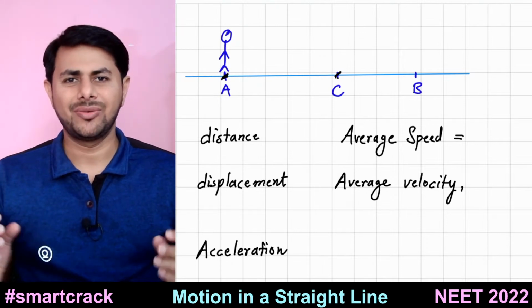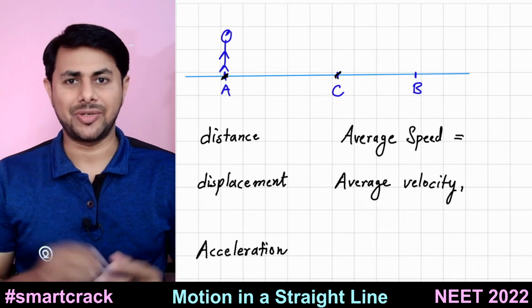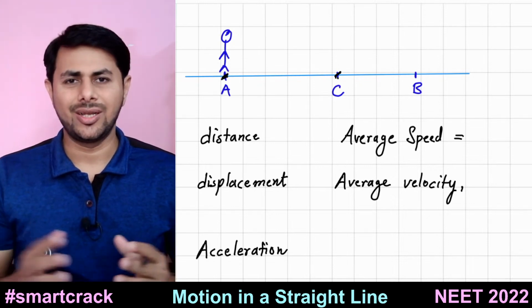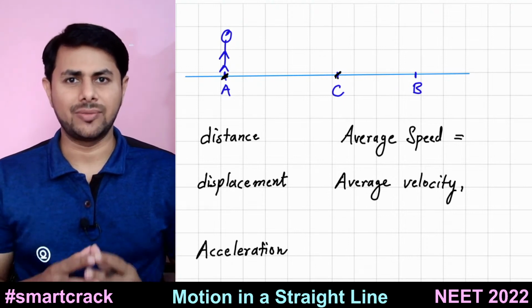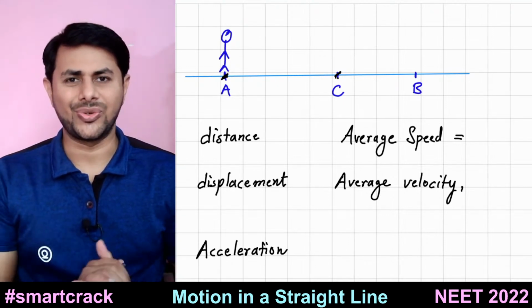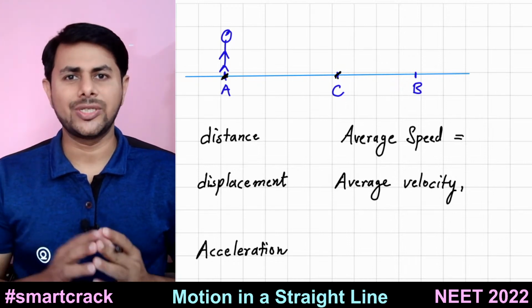In this series, we pick up very important topics from each chapter of your NCERT physics book, and we understand the topic and we solve some problems based upon those topics. So, let's begin. Our today's topic is motion in a straight line.